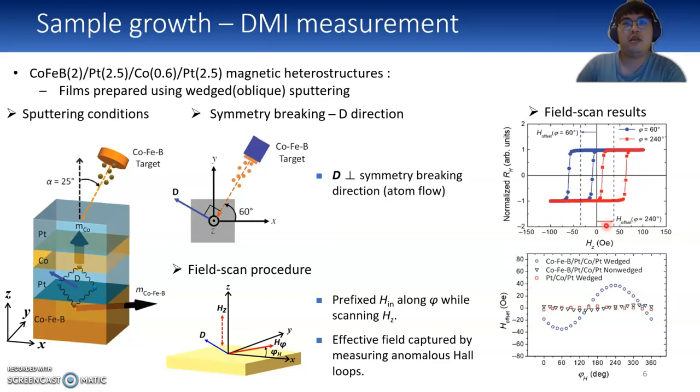This sizable offset is in stark contrast to our control samples, in which no shift is found regardless of the phi direction. Furthermore, we can see the clear sinusoidal form with regard to phi direction, which is a staple of antisymmetric behavior. Sinusoidal fit to the raw data suggests an H_DMI magnitude of around 37 oersted, and the angle dependence is a perfect match for the argument that D must be symmetric orthogonal to the cobalt target.